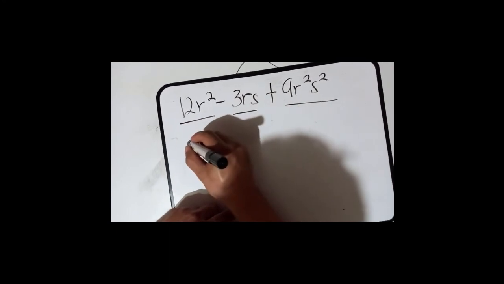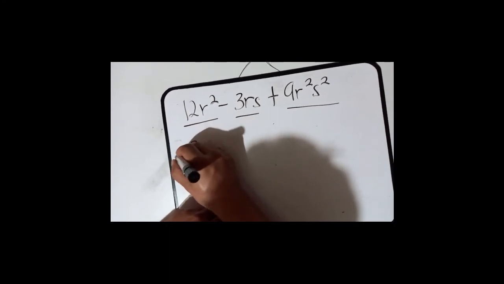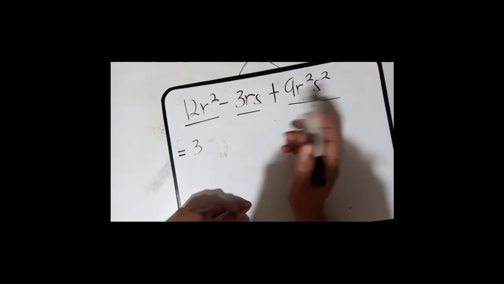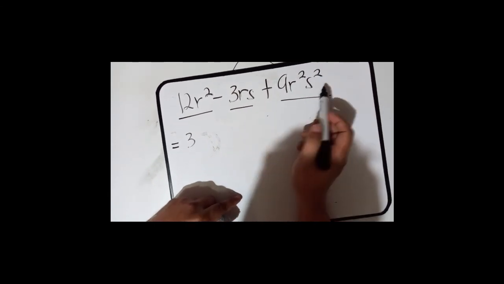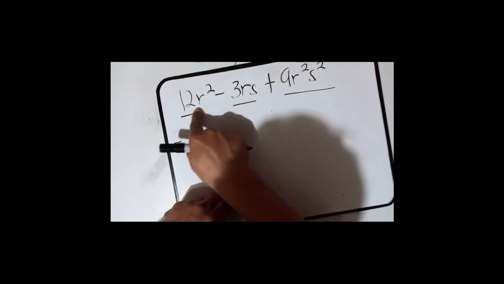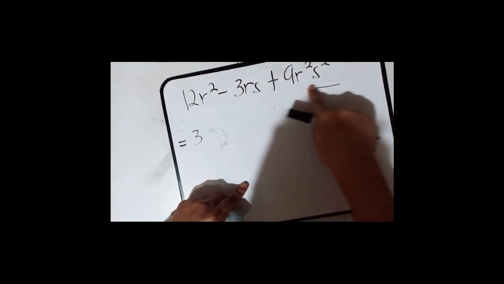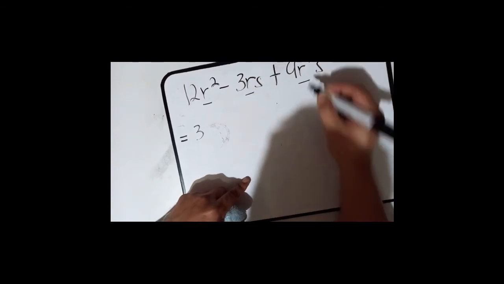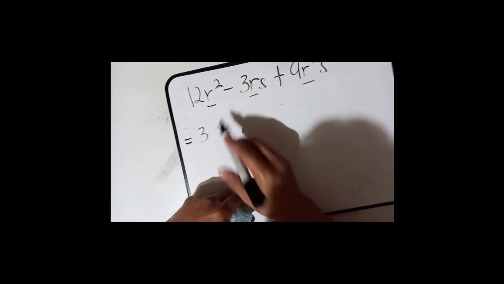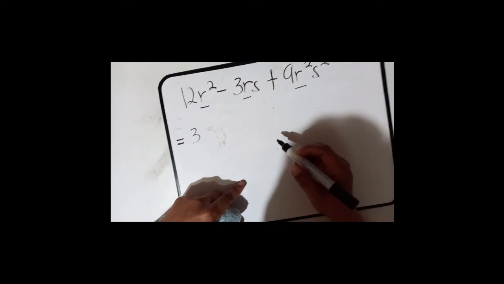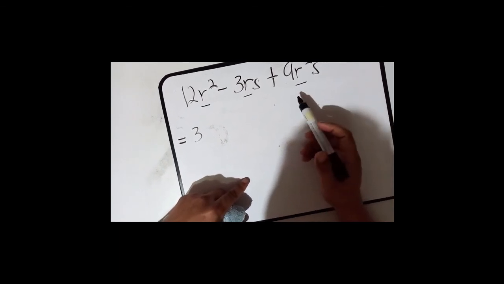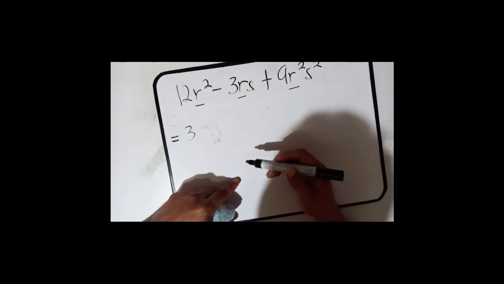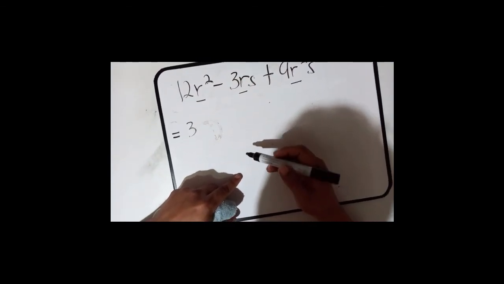So this is equal to 3. Then followed by, what is the common, again, for all the terms? So we have r. We have r here. We have another r here. And then another r here. So we know that all terms have r. The next step will be to think of the greatest common factor.